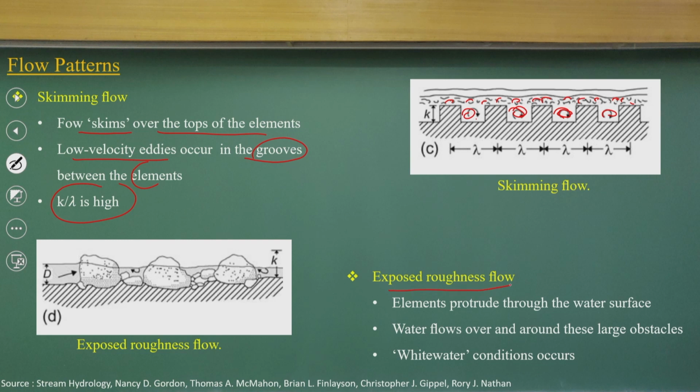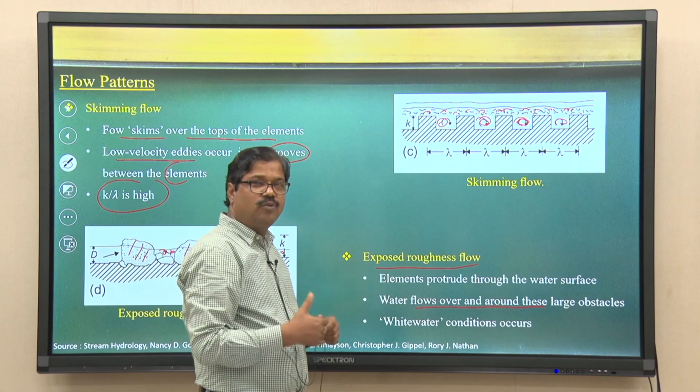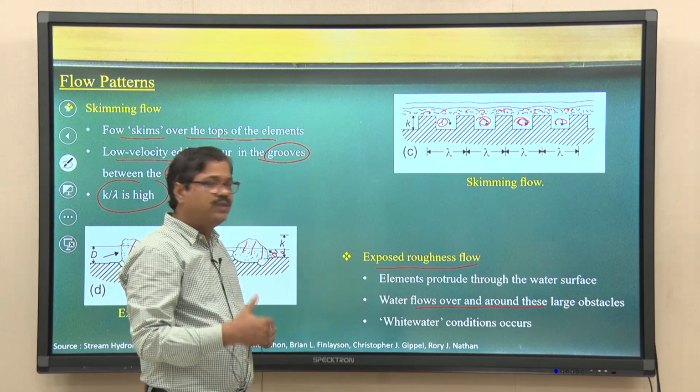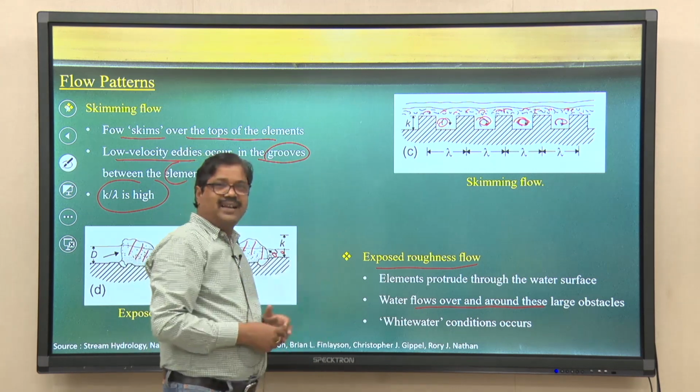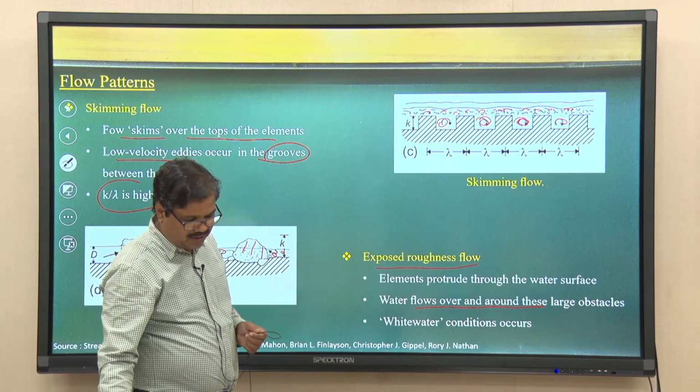Or you can have an exposed roughness flow, a skimming flow. That is what happens in many smaller rivers. If you have big boulders during low flow, the water can flow over and around these large obstacles, and it can have flow separations and eddy formations. We should understand how these roughness behaviors arise, and how the aquatic habitats exist in river systems.